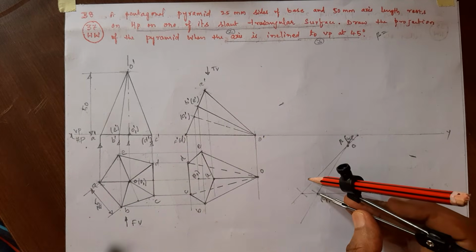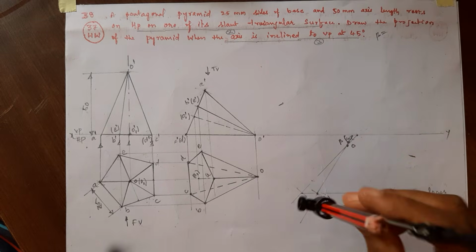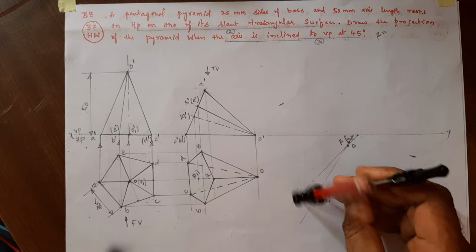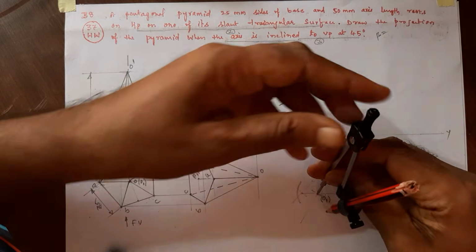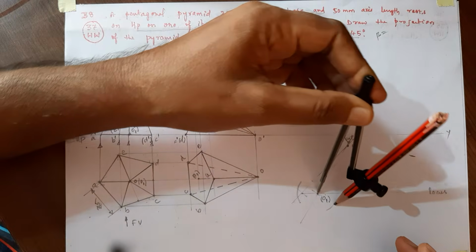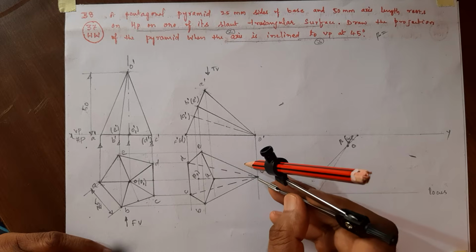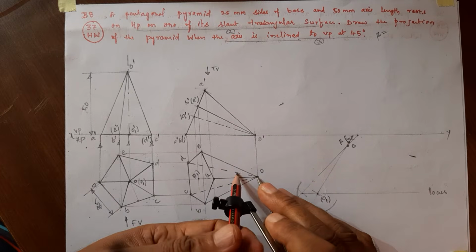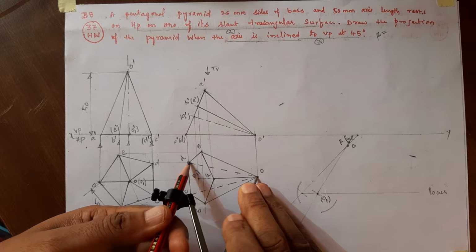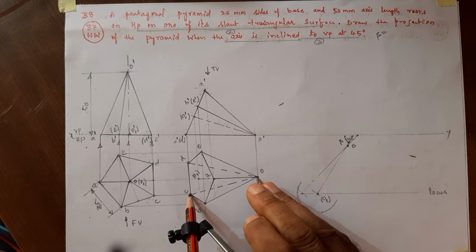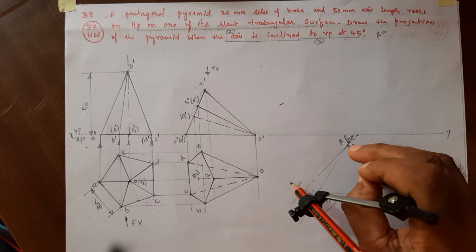So therefore keep the compass at O1 and draw two arcs on both sides of the line. Then keep at O and take OD. OD is equal to OC. So keep the compass at this point and cut the previous arc.